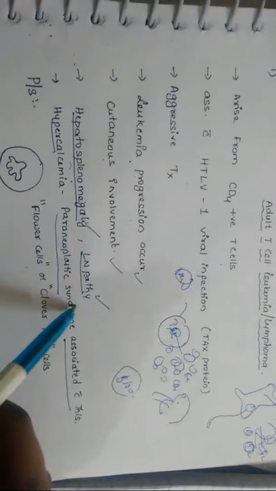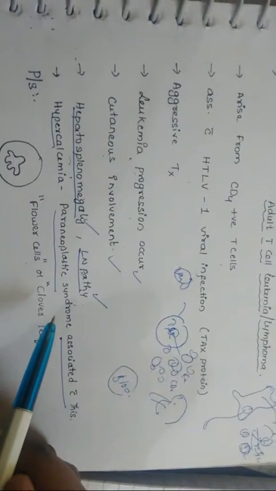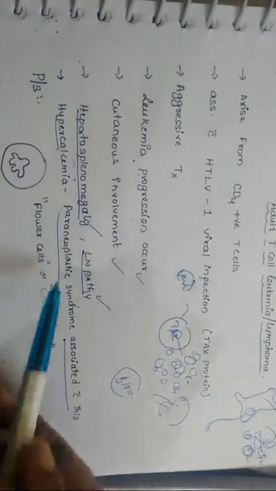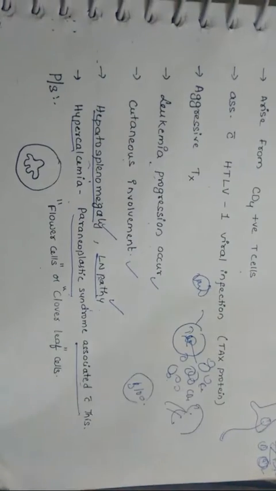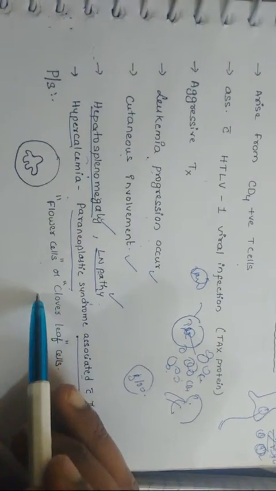Even these CD4 T cells release interleukins that activate osteoclastic activity, and you can see hypercalcemia, which is a paraneoplastic syndrome. Because of these interleukins, it results in hypercalcemia. Now when you see the peripheral smear in adult T cell leukemia, the nucleus of the CD4 T cells looks like a flower cell, that is, clover leaf cells. The nucleus looks like a clover leaf, right?